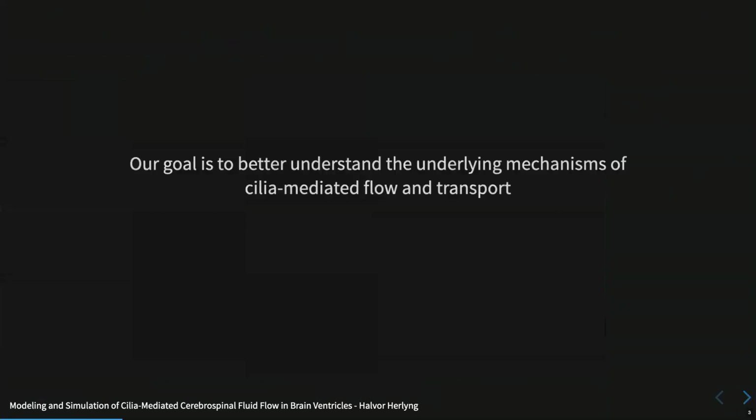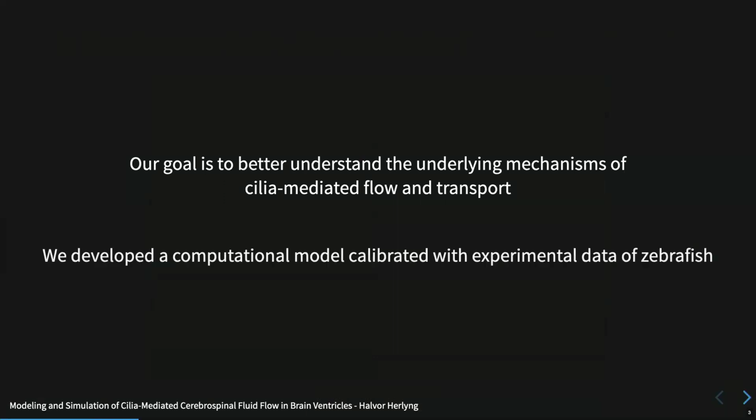So we want to help Natalie's group better understand the underlying mechanisms of this cilia-mediated flow, and also link this to the transport that this flow aids in, because their working hypothesis is that the reason the neural underdevelopment happens is that certain proteins or molecules that are important for brain development aren't transported around in the way they should. So to investigate this, we have developed a computational model and calibrated it with experimental data of zebrafish.